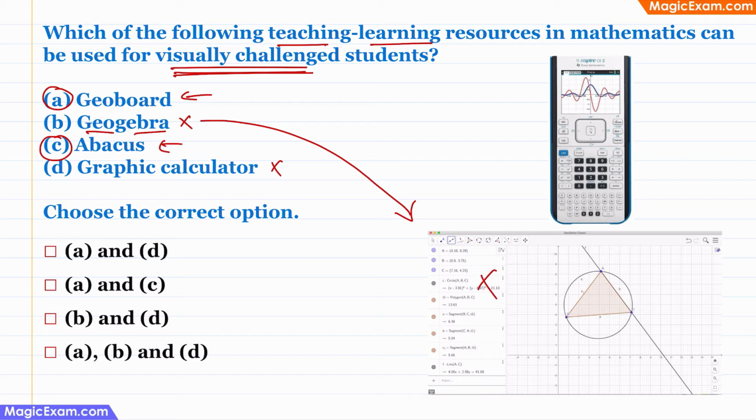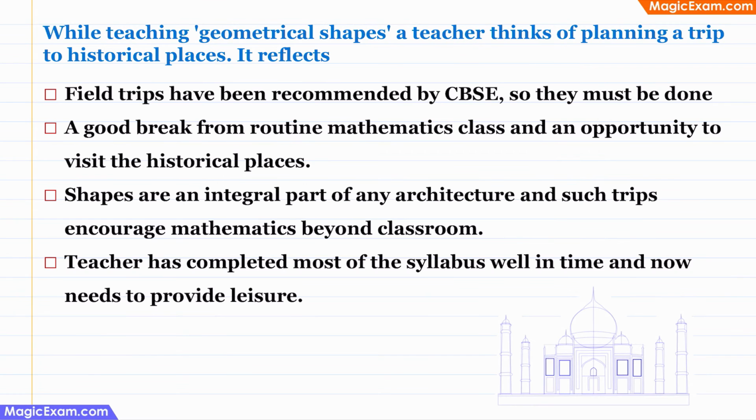So this is incorrect. And a graphic calculator or a graphing calculator is a type of advanced engineering calculator which displays graphs, right? So this is also not used for teaching visually challenged students. Therefore, the correct answer here is A and C. So A and C is the correct answer. While teaching geometrical shapes, a teacher thinks of planning a trip to historical places. It reflects which of the following?